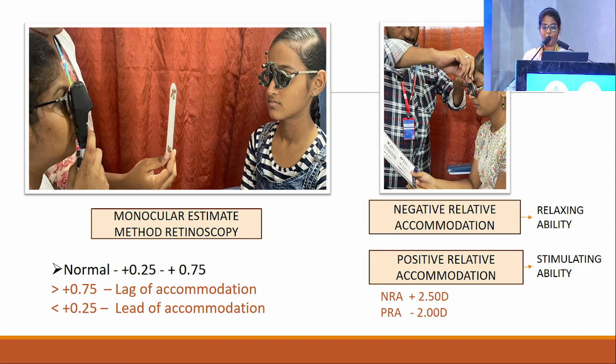And negative relative accommodation tests the relaxing ability of the accommodation. This is tested by placing plus lenses in 0.25 diopter increments till the patient says it is blurred. The normal value is plus 2.5 diopters with a standard deviation of 1 diopter. And positive relative accommodation denotes the stimulating ability of the accommodation, which is tested by minus lenses. The normal value is minus 2 plus or minus 1 diopter.